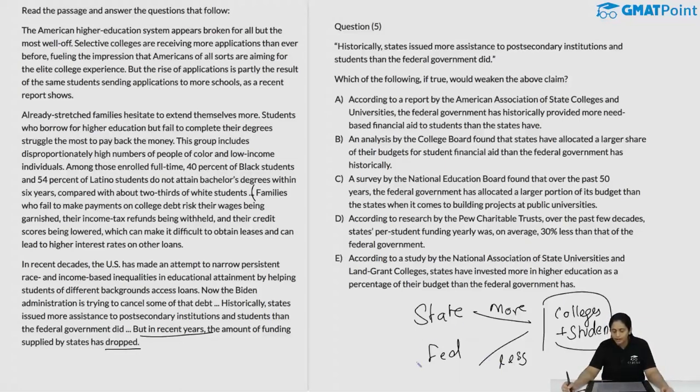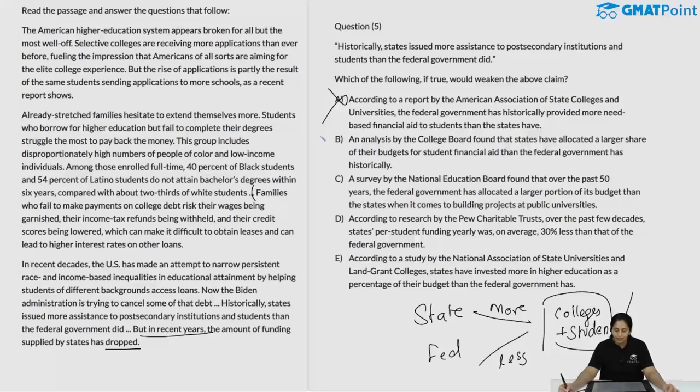According to a report by the American Association of State Colleges and Universities, the federal government has historically provided more need-based financial aid to students than the states have. Now, this is basically talking about one subsection of the students, those who have need. So for those who are economically disadvantaged, the Fed has given more money than the states have. But even if that is the case, on the whole, colleges and students might be getting more money from the state than the Feds. So just the fact that Feds are giving more money to a section of students does not invalidate this claim. So A is not something that weakens the above claim.